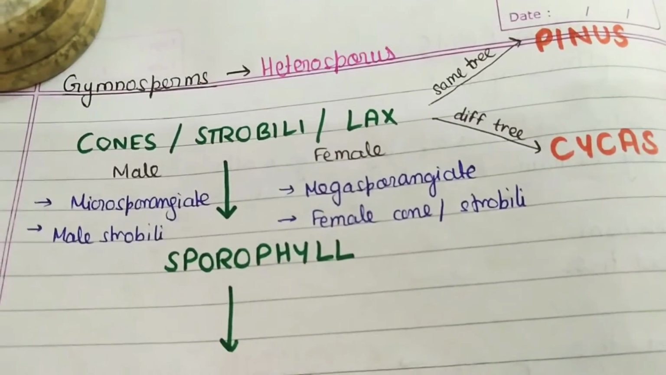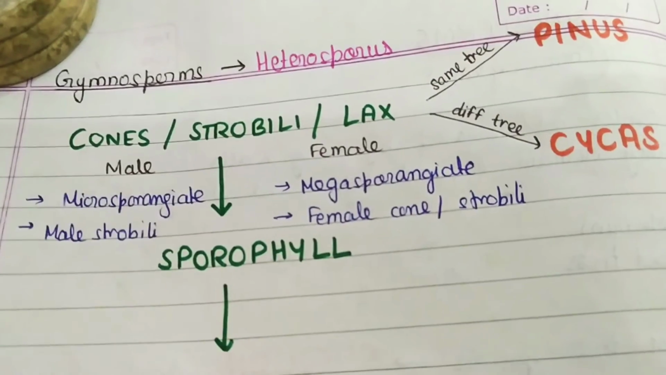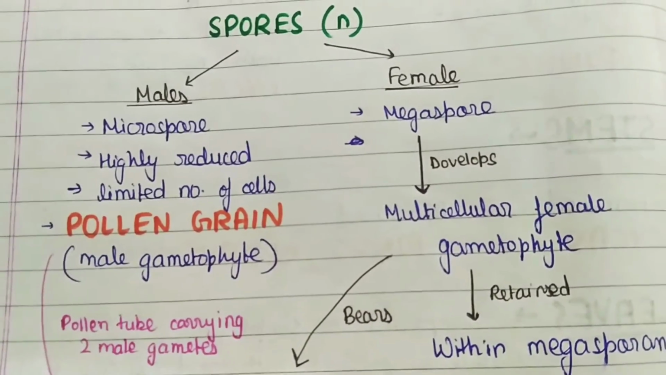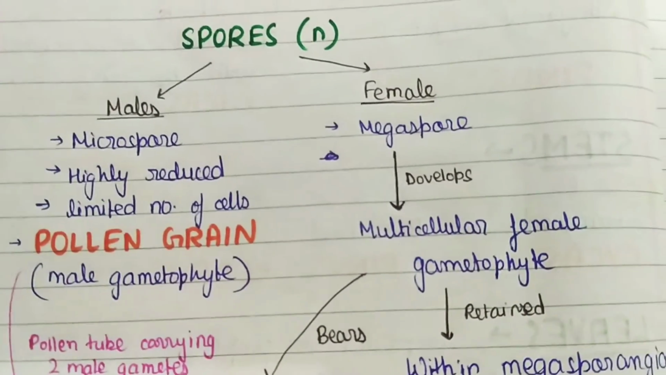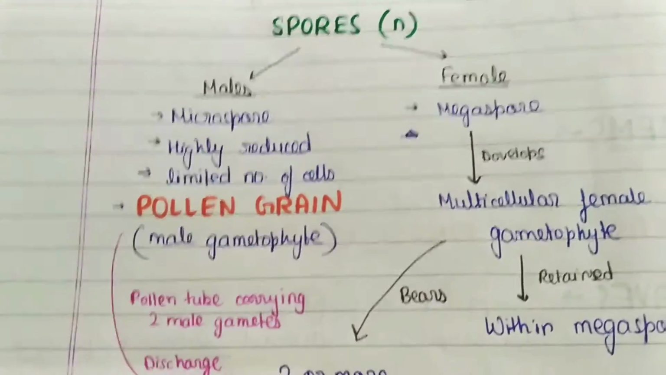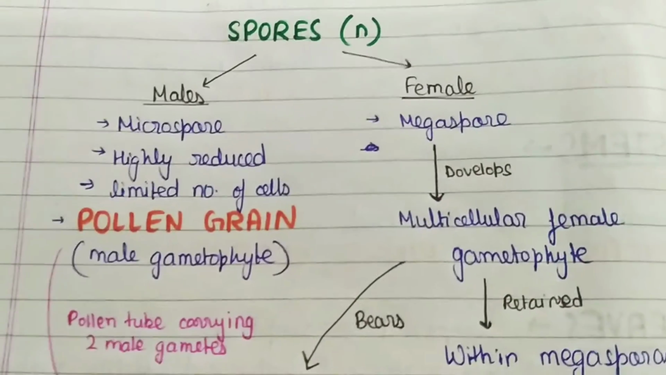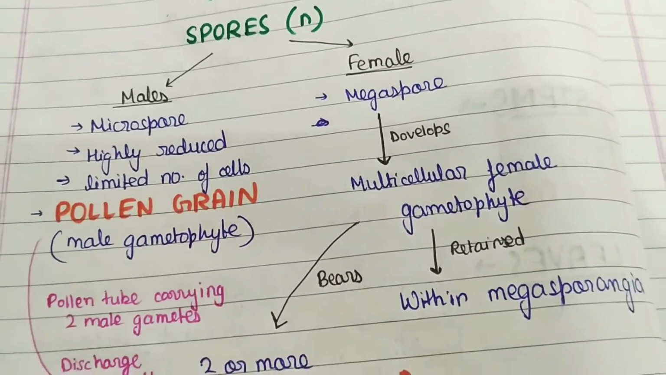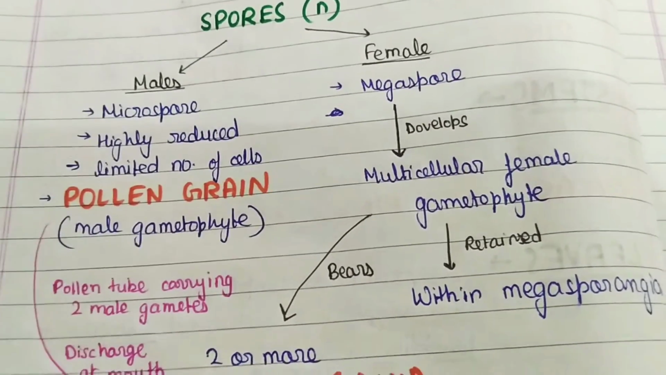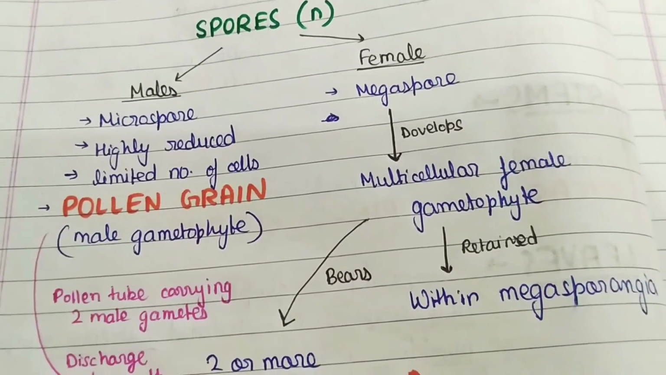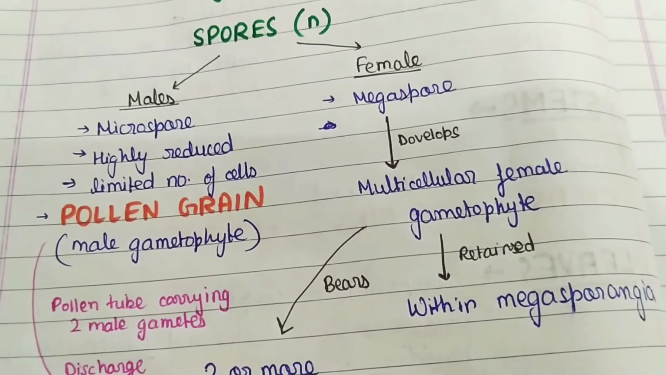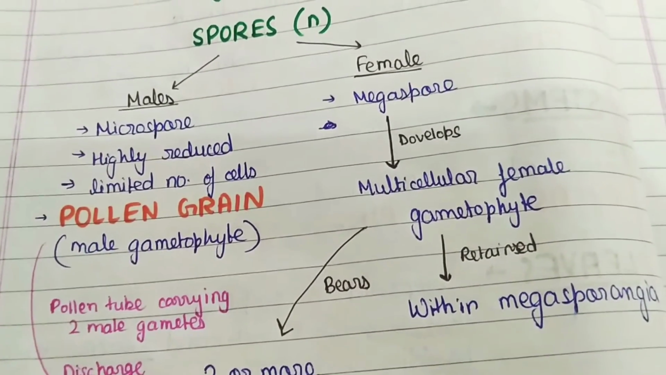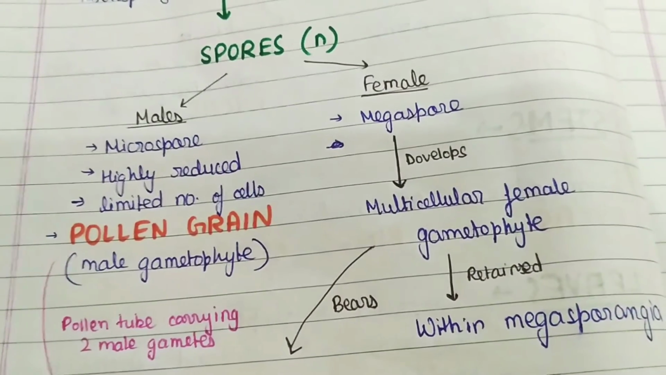Now secondly, the most important question that would be asked: why are gymnosperms called heterosporous? Because we have two kinds of spores in gymnosperms. One is the microspore and second is the megaspore. Now I will explain the spores in detail. First we are going to see the male's microspore. The microspores are highly reduced with a limited number of cells. The microspore is also called pollen grain or male gametophyte. So microspore, pollen grain and male gametophyte are one and the same thing. It's the name of the male spore.